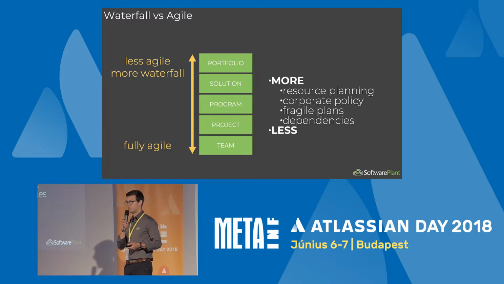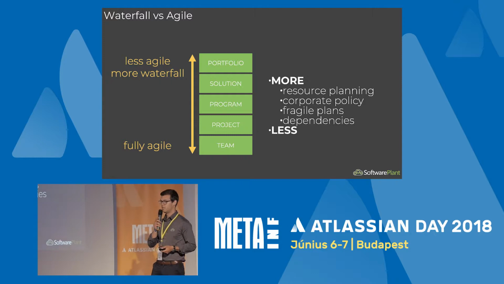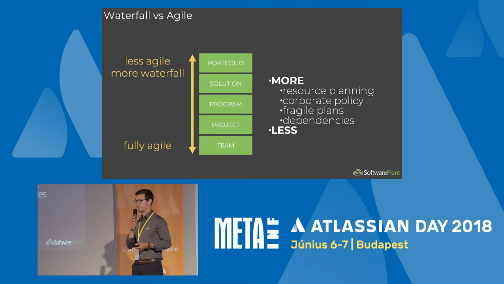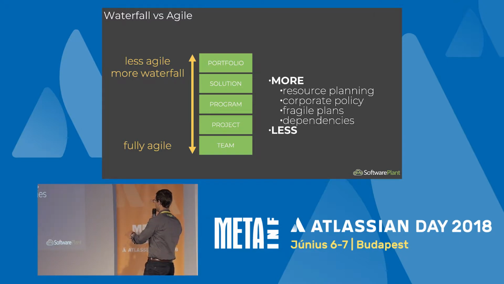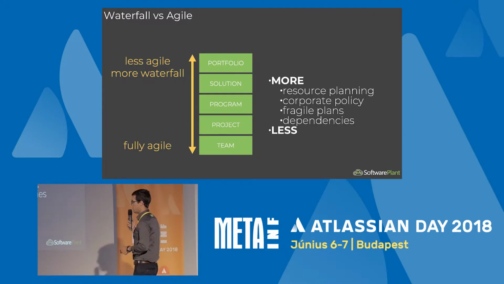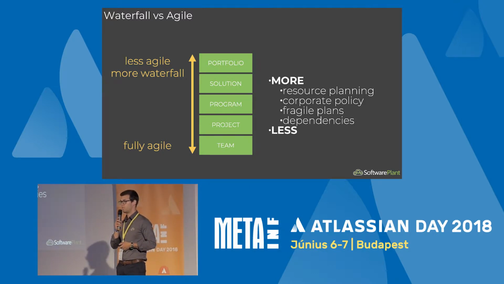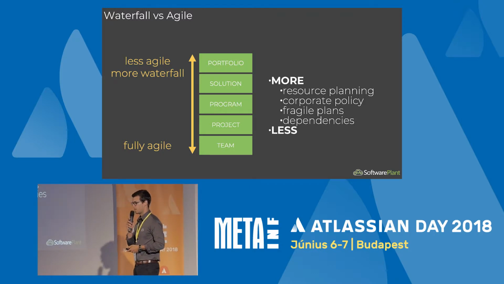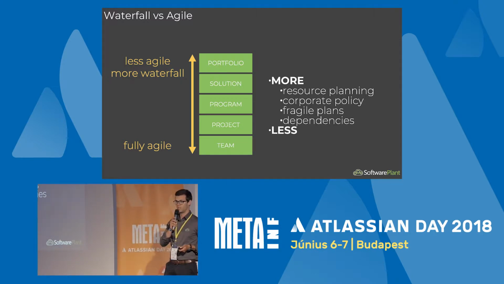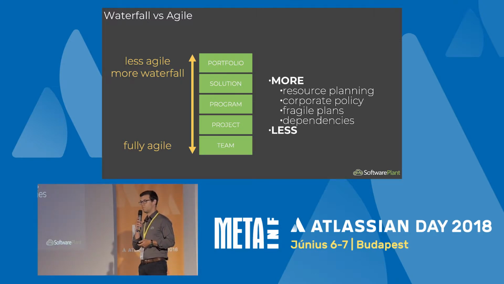But on the other hand, there are many teams in your organization that work in a fully agile manner, because when you go down from portfolio to teams, you find that a great piece of work in your organization is performed in a fully agile manner. So it leads us to the conclusion that to manage properly on enterprise scale, we need both agile and waterfall approach at the same time.